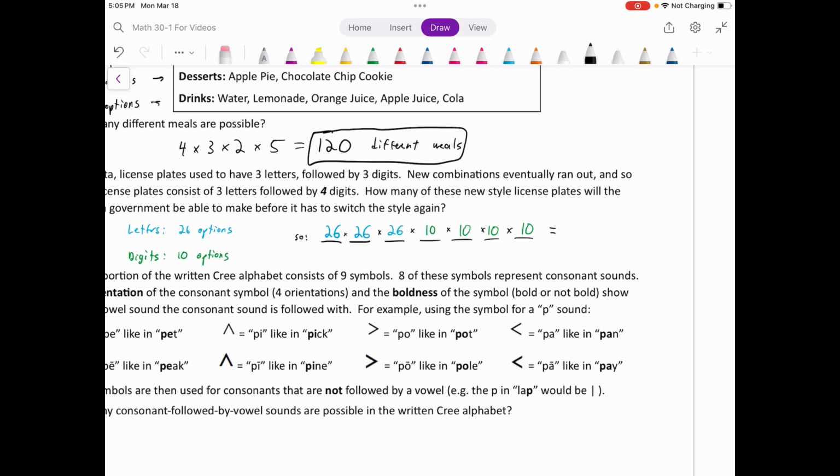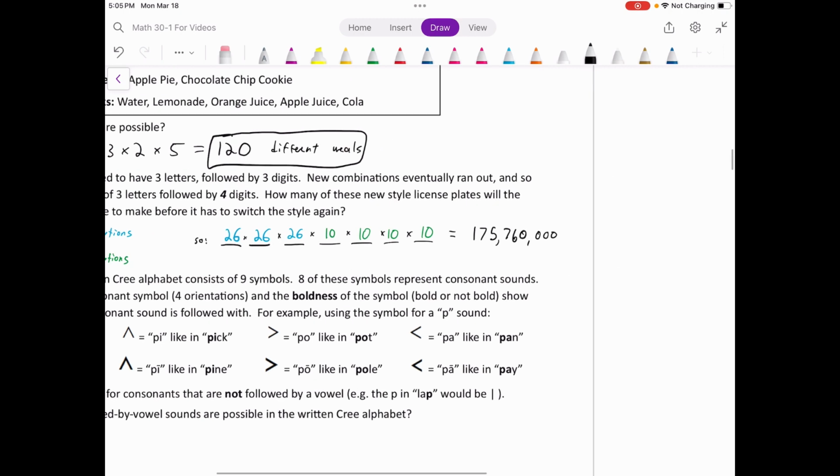So multiplying that out, that's definitely one that you'll probably want to use your calculator for. It ends up being a very big number, but it gives us 175,760,000 unique license plates that could be made before we completely run out, right? That's all the different arrangements of letters and numbers you could make.